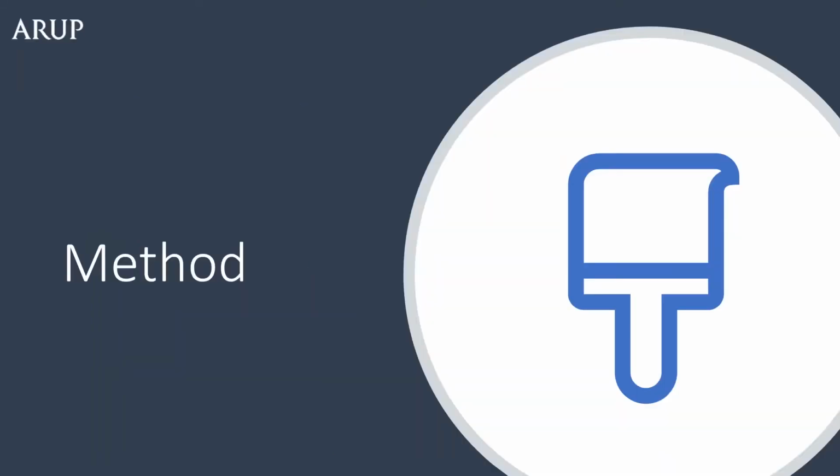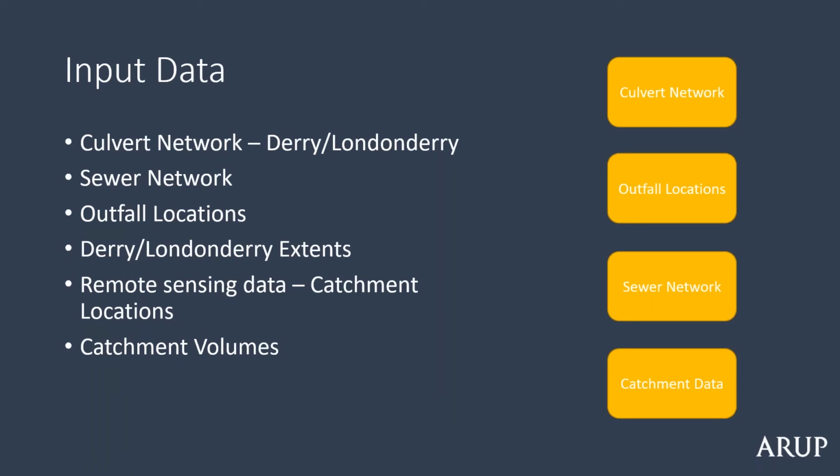So we'll quickly talk about the method here. The input data we were working with was culvert network data. That's where all the storm collection data flows into. And this was for Derry City. This was developed by using a mixture of NI Water's data, as well as our water engineers had also developed this data so that it was a complete network.